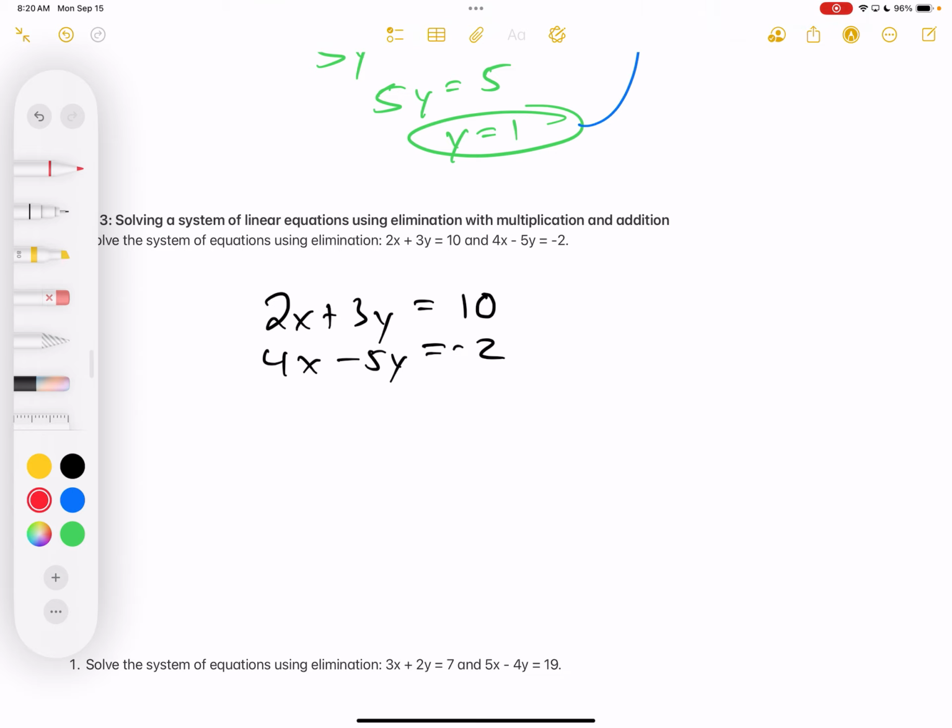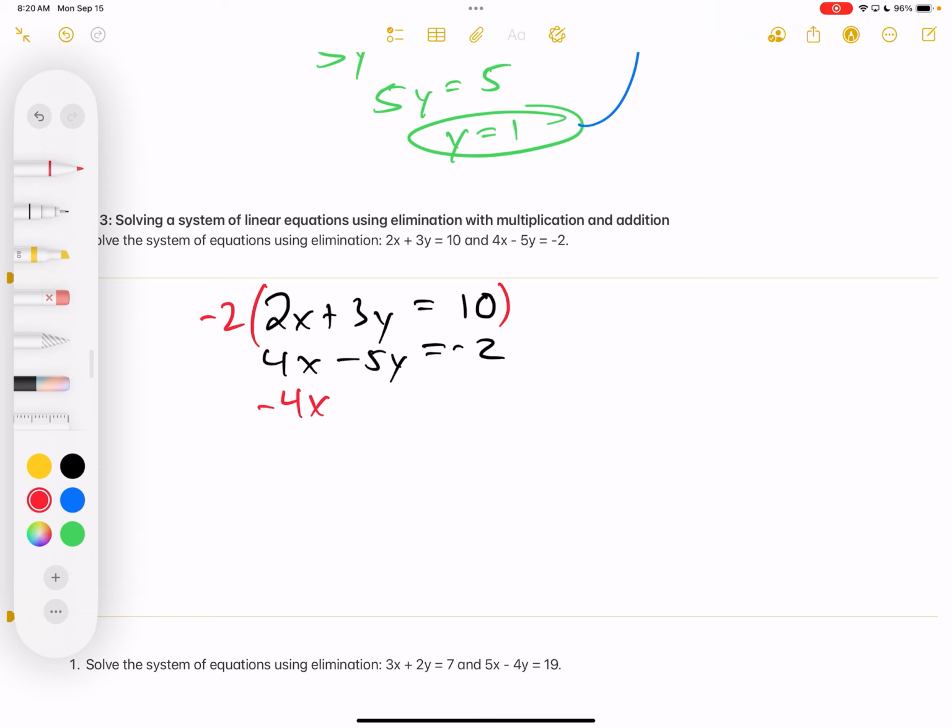What's easy to do here is the x's. I know this is positive 4x. Well, what if I made this be negative 4x? I can make 4x and negative 4x cancel out. So to go from 2 to negative 4, I would multiply by negative 2. So I'm going to take negative 2 times the entire top equation. It does not change my equation because I'm multiplying everything by negative 2.